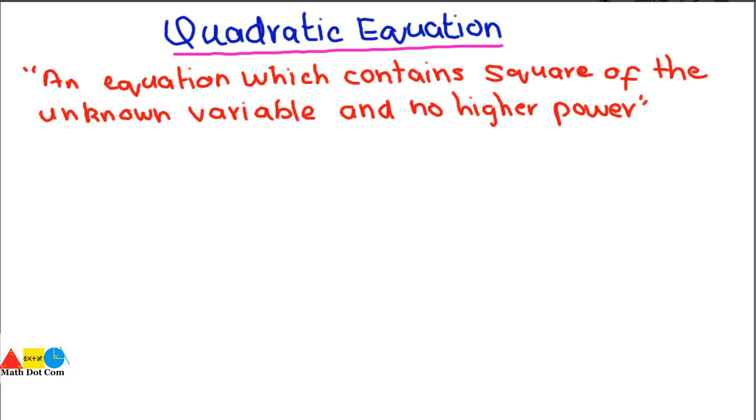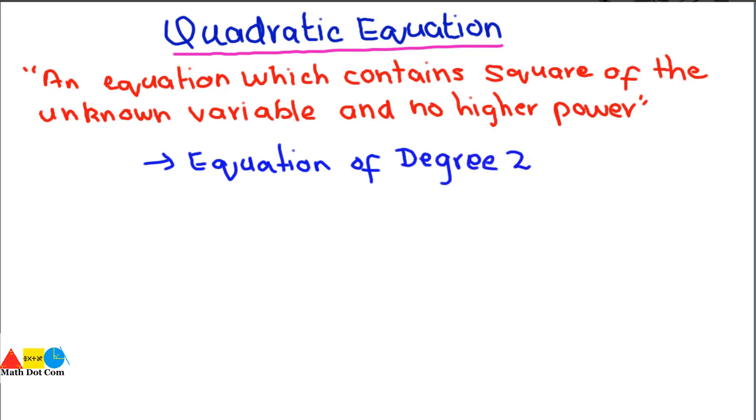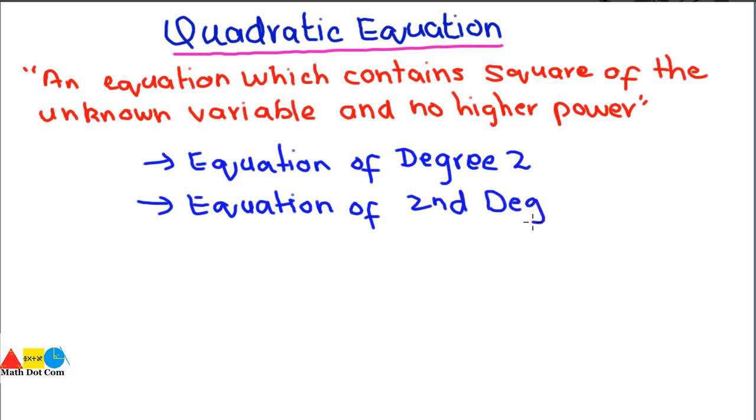We will discuss it in a short while, and we will see what is the standard form of the quadratic equation, what are the examples, what is the pure quadratic equation. All these things we will discuss in this lecture. So the quadratic equation is also known as the equation of degree 2, or the equation of second degree. Now, why is it called the equation of degree 2 or the equation of second degree?